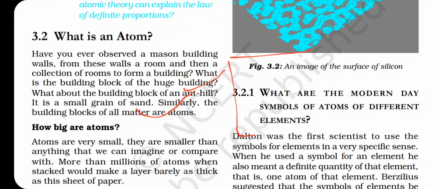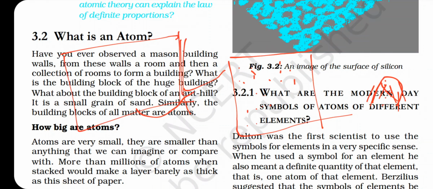Just like the huge building or the ant hill has small sand grains as its building blocks, all the matter around us is composed of a basic building block called the atom. So the atom is the basic building block of all the matter around us.